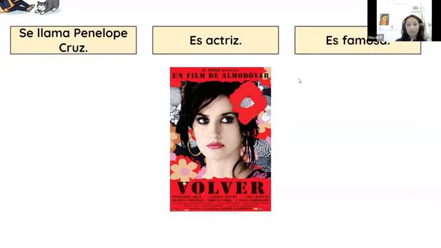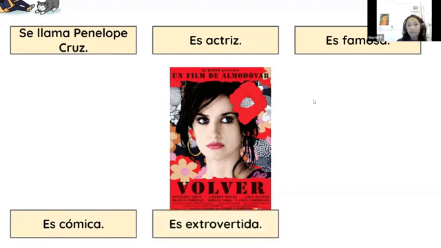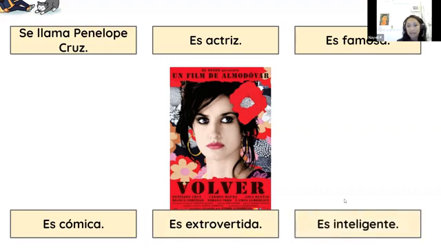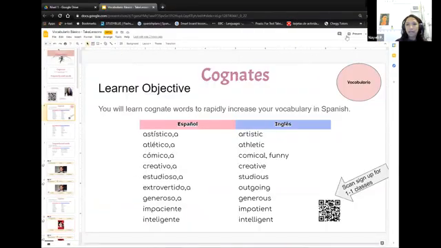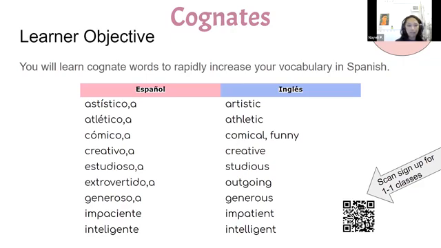Okay. Es famosa. Penélope Cruz es famosa. Penélope Cruz es cómica. Penélope Cruz es divertida. Y Penélope Cruz es inteligente. Now, let's go back to your list. What other words can you say about Penélope Cruz? Think about another actriz. Una actriz. Ahora piensa, now think, piensa en una actriz. Think about an actress.